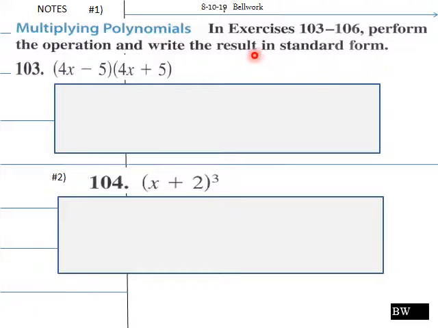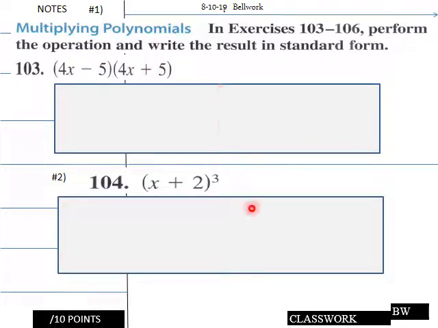And teachers, today's bell work is: perform the operation and write the result in standard form. Students, you've got a cube of that, and then you multiply these binomials. Teachers, give your students about 5 minutes.